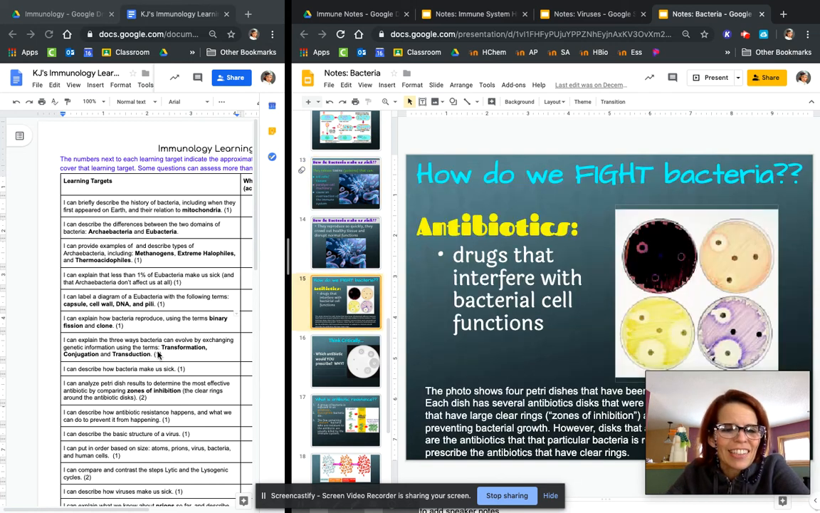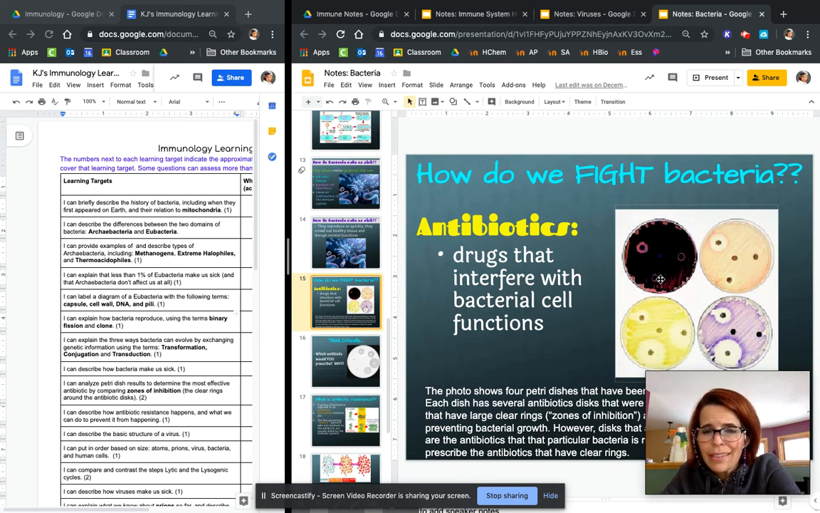All right, the next learning target says I can analyze Petri dish results and determine the most effective antibiotic by comparing zones of inhibition. So we looked at these 4 Petri dishes and we said that they've all 4 been inoculated. That's the fancy word. They've been covered in bacteria. And then they added these little discs that have antibiotics on them. The clear area around some of the discs is called a zone of inhibition. And that's an area where all the bacteria have been killed.